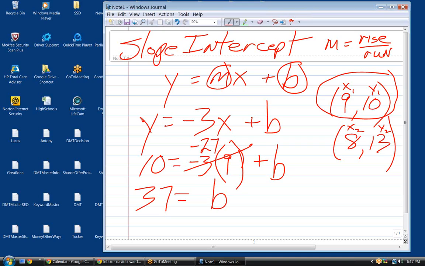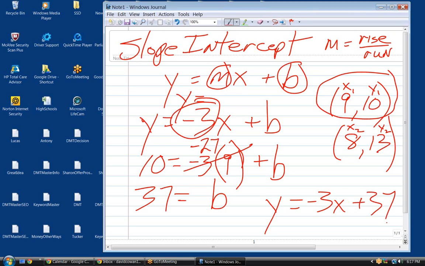Okay. Now I've got m and b. So I'm ready to write my equation. What is it? I'll write it down here where we can see it a little better. What was m again? M was negative 3. Okay, so my final equation is what? y equals negative 3x plus 37. You got it.